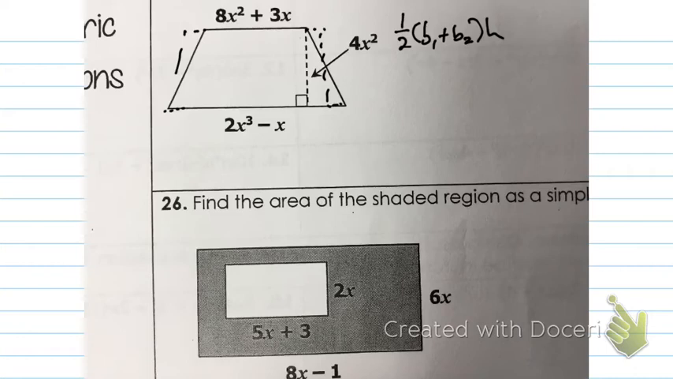I know my bases, I know my height, so I'm going to substitute it into my equation. So 1/2 times a base of 8x squared plus 3x, and a base of 2x cubed minus x, times the height of 4x squared. So all I did was put in my bases and put in my height. I haven't done anything computationally yet.